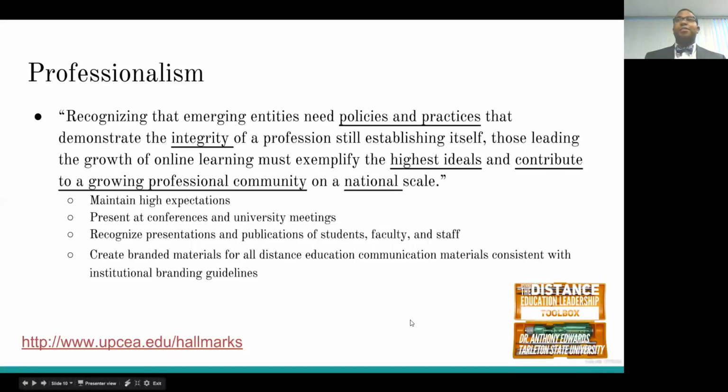And finally, professionalism. A statement here recognizes that emerging entities need policies and practices that demonstrate the integrity of a profession that's still establishing itself. Those that are leading the growth of online learning have to exemplify the highest ideals and contribute to a growing professional community on a national scale.